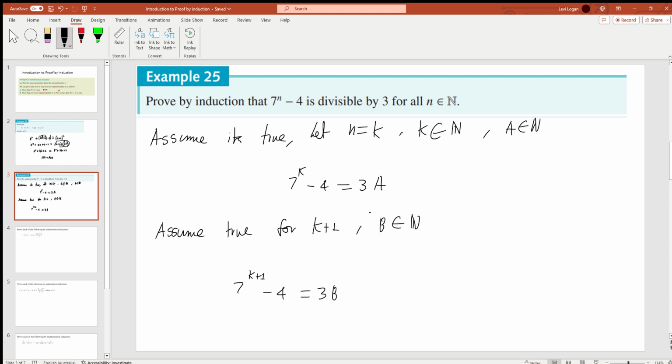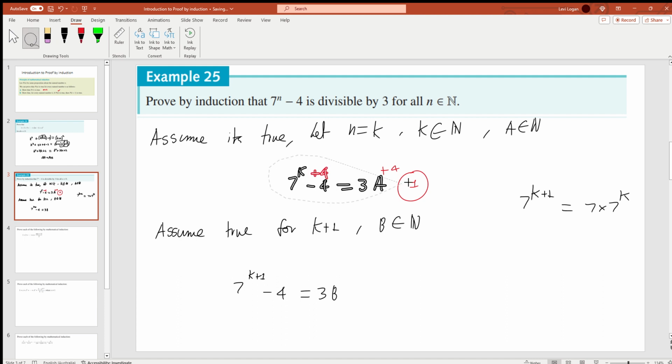So what we're going to do now is somehow put this equation here into here. Let's take a look at 7 to the power of k plus 1. If I break that up using index laws, isn't it the same as 7 times 7 to the power of k? I could rearrange equation 1 to make 7^k the subject, because if I moved this 4 to the other side, I would get 7^k equals 3a plus 4.